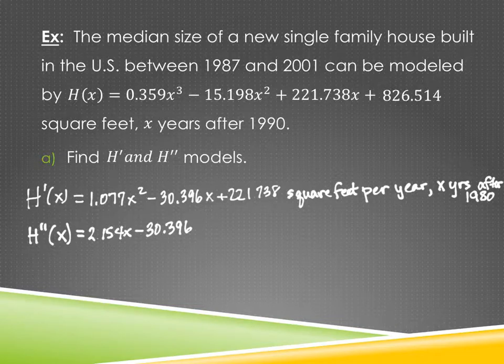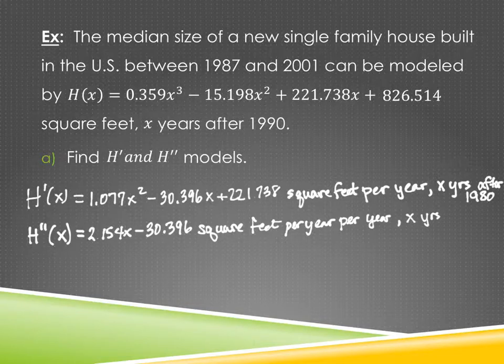Third part, output units. What will the output units be for the second derivative? Square feet per year. Yeah, square feet per year. And I know that sounds funny. Just write it down. You could also write per year squared. That would be fine. So we're going to write down one of those 2 versions, square feet per year per year. And then X years after 1980.